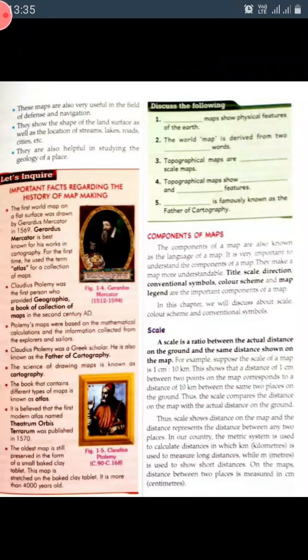Hello students, today I am going to do the revision of lesson 1. I am continuing the lesson that is representation of geographical features. So I taught you about the map and globe. Now I am going to tell you about components of maps.